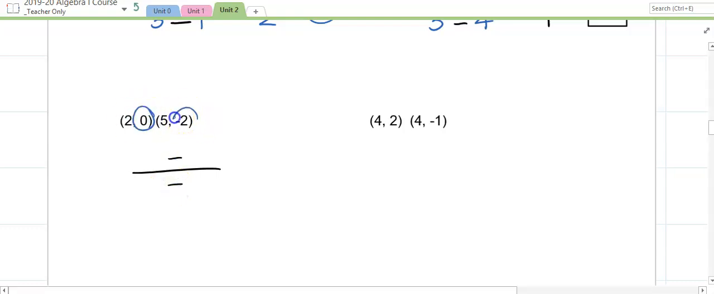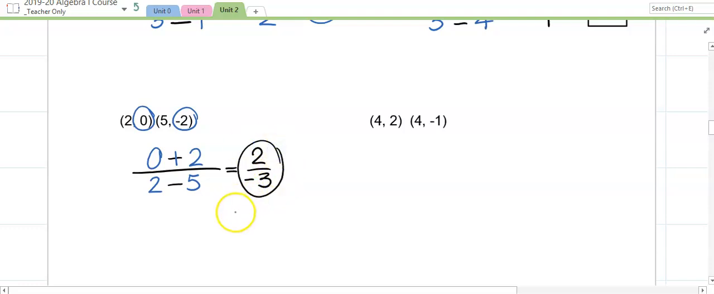Circle the y's, drop them in. 0, negative 2. 2, 5. As I put them into my formula, they look the same as they did when they were in the coordinate points. 0 plus 2 is 2. 2 take away 5 is negative 3. I can either leave this as my answer, or I can put the negative out front and change it to that. Either one is acceptable.